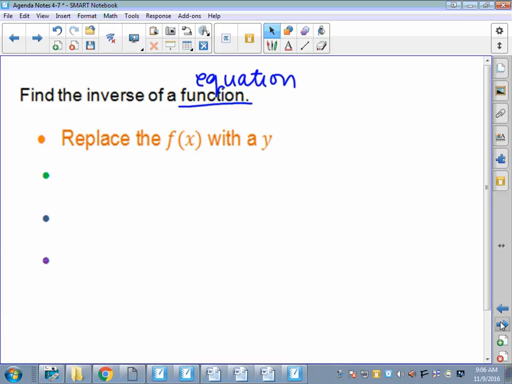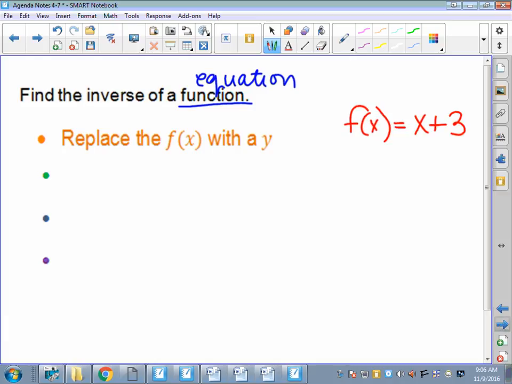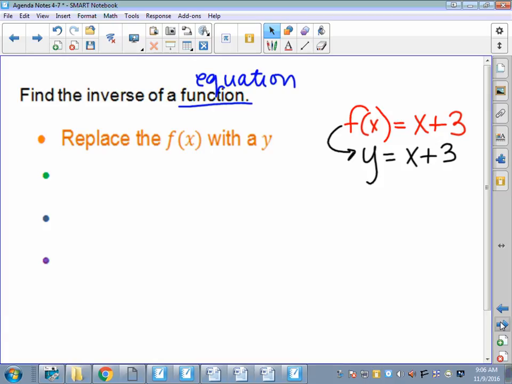That way we don't have anything crazy. Like, for example, if I gave you f of x equals x plus 3, I'm just going to make that y equals x plus 3. So nothing fancy, just replace that.